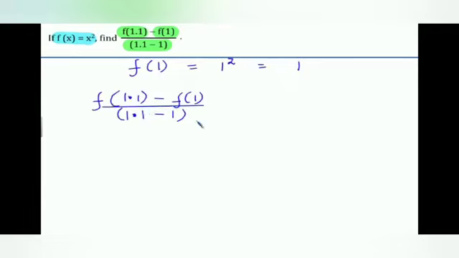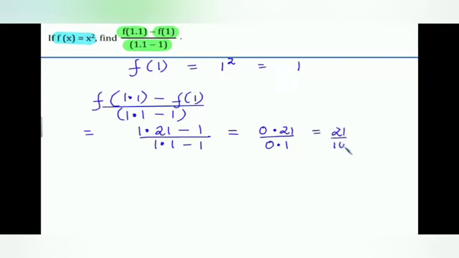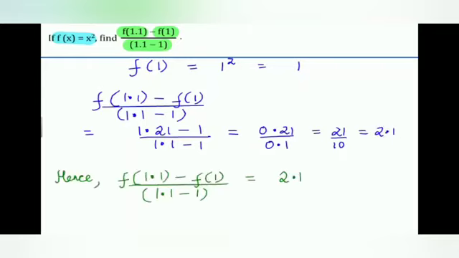Now put all the values in the expression which we have to find. So f of 1.1 is 1.21 minus f of 1 is 1, divided by 1.1 minus 1, is equal to 1.21 minus 1 is 0.21, divided by 0.1, is equal to 21 by 10. So your answer is 2.1. Simple.